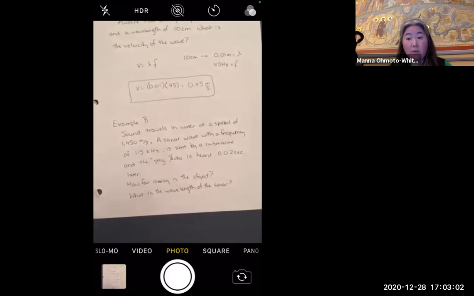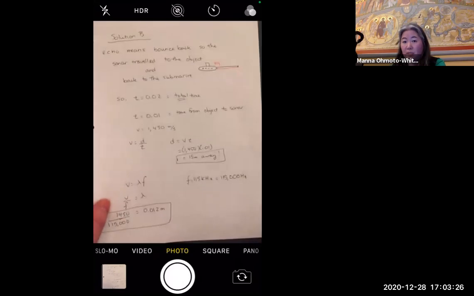Here's another example of a question that can be used. Sound travels in water at a speed of 1,450 meters per second. A sonar with a frequency of 115 kilohertz is sent by a submarine, and a ping, or the echo, is heard 0.02 seconds later. How far away is the object? It's got to be really close if it's 0.02 seconds. And what's the wavelength of the sonar?